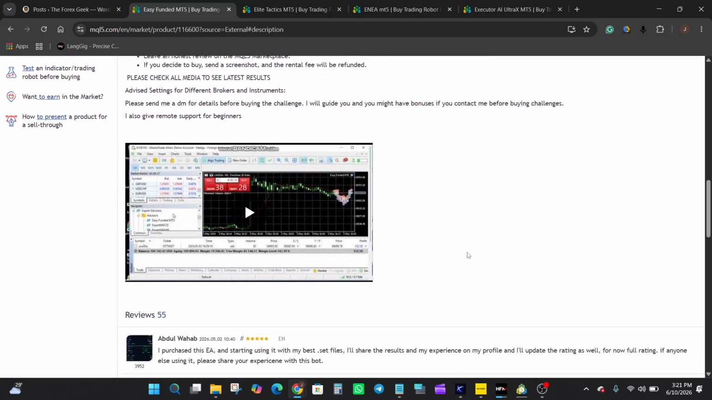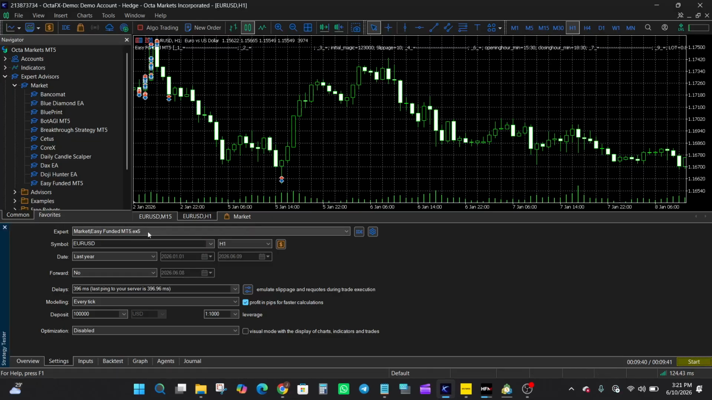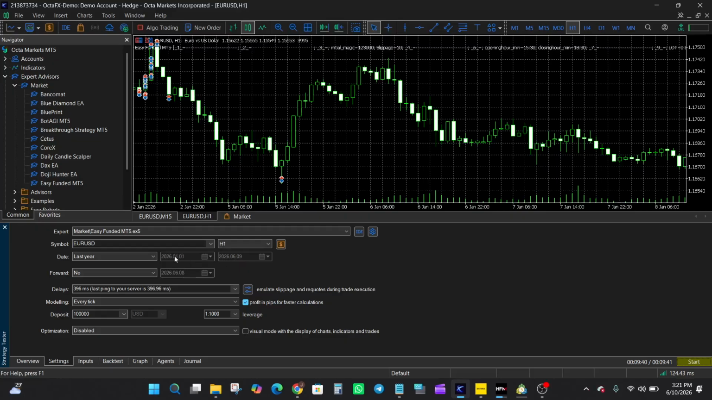All right, but let's just quickly go to our strategy tester and see how the Easy Funded EA for MT5 performed on EURUSD on the H1 time frame over the past 5 months, starting from the first day of 2026 till date. Now, as for the delays, we are using the last ping to the server and we are using the every tick modeling.